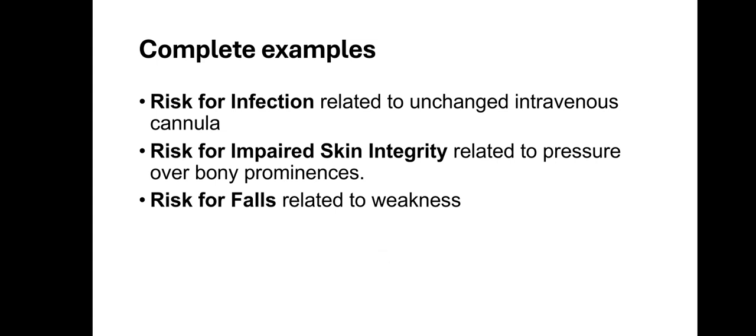So now, how should you write them in case they tell you to write two potential nursing diagnoses depending on the condition of the patient. You are just looking at things that can arise. So one, risk for infection related to unchanged intravenous cannula. That makes sense. Risk for impaired skin integrity related to pressure over bone prominences. You haven't seen any evidence because these things we are supposing they may arise. Risk for falls related to general weakness of the patient.